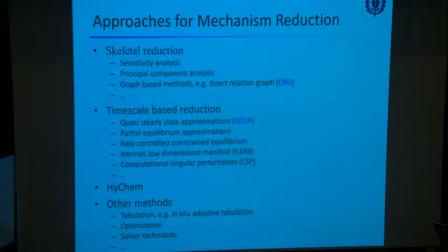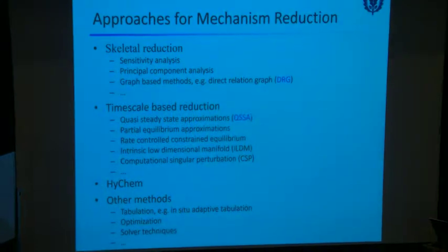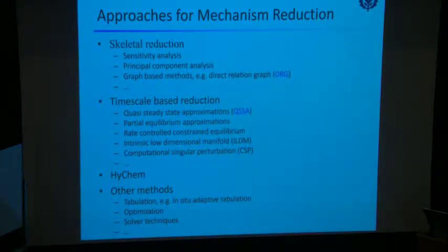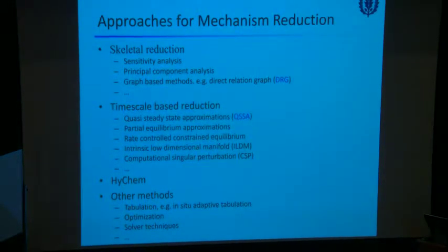Okay. So the first part of this lecture, we're a little bit slow in the progress, is to reduce the model, to reduce the size of the mechanism. Rather than 3,000 species, can we make it 300 or even 30?